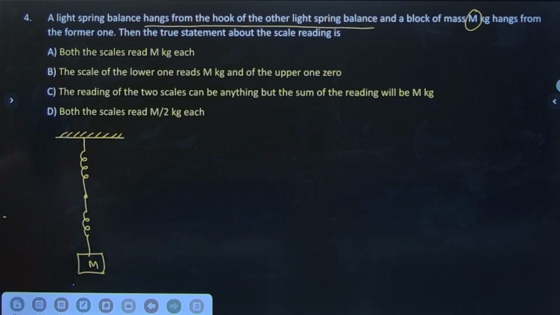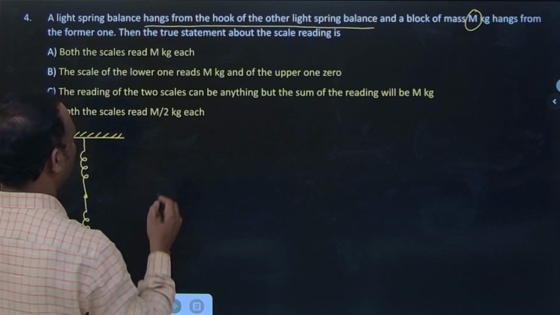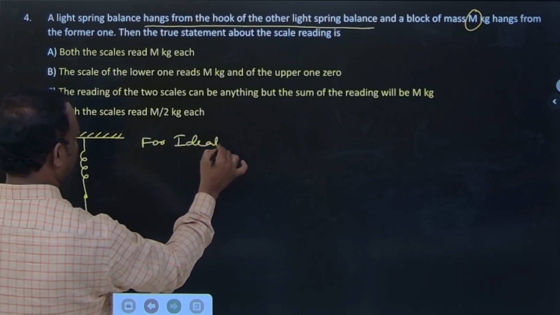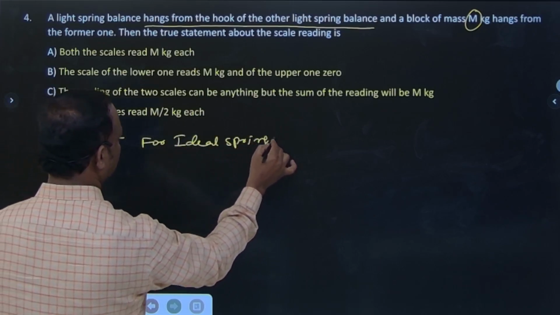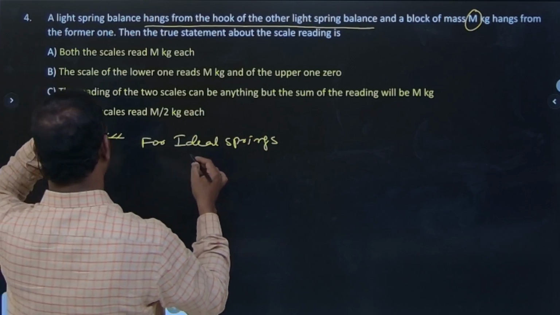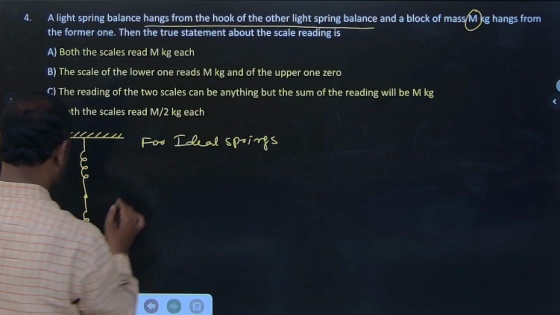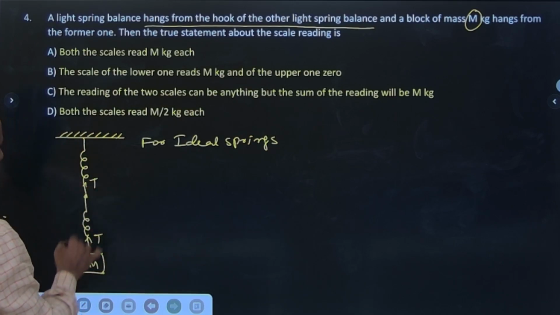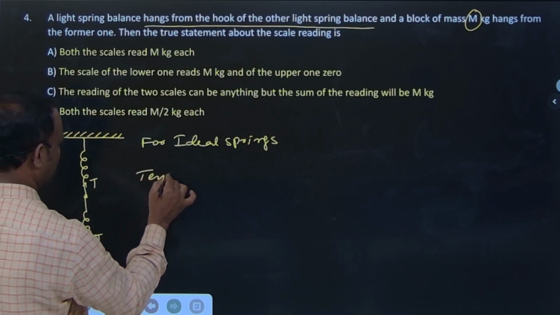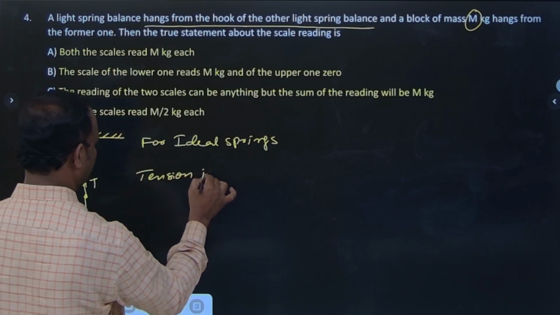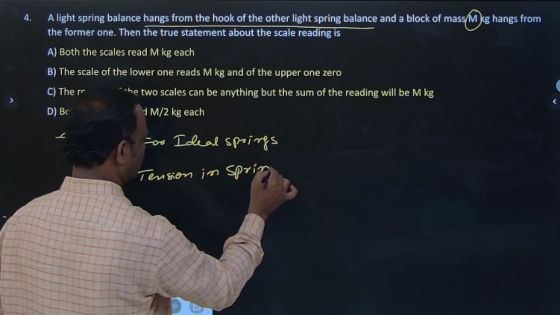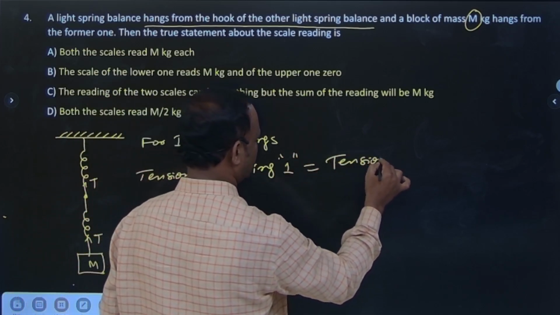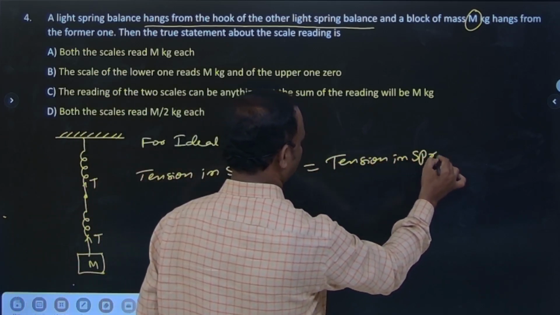So these are ideal springs. For ideal springs, the tension in this one and the reading in this one are both the same. So the tension in spring 1 is equal to the tension in spring 2.